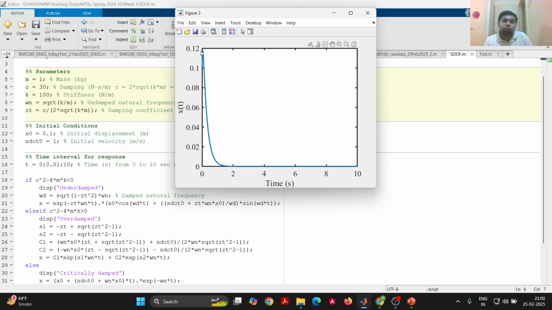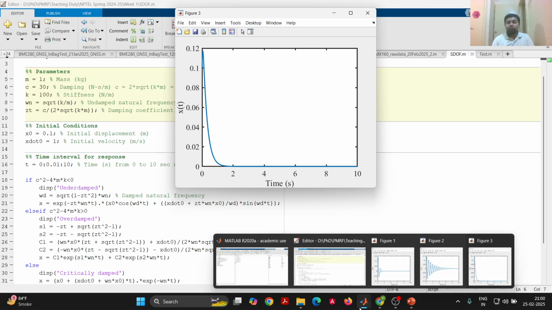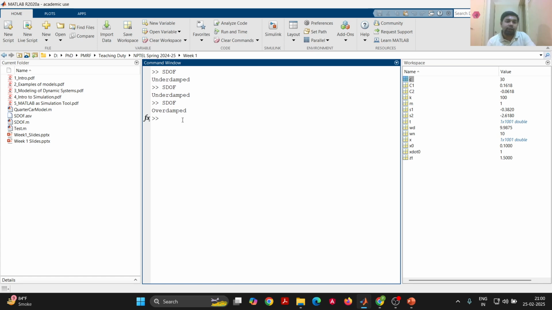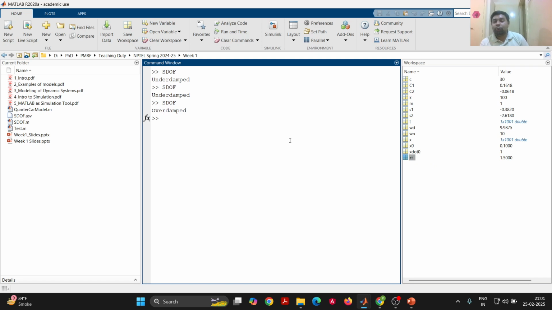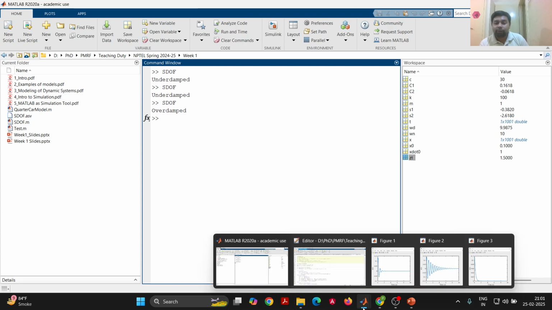Here we can see that there is no oscillation and x is just exponentially decreasing to 0 very rapidly. This is exactly what we expect for the overdamped case, and we can see that the code is able to correctly identify it as overdamped. If we check the damping ratio, it is 1.5, which is greater than 1, and when it is greater than 1, it is called overdamped.